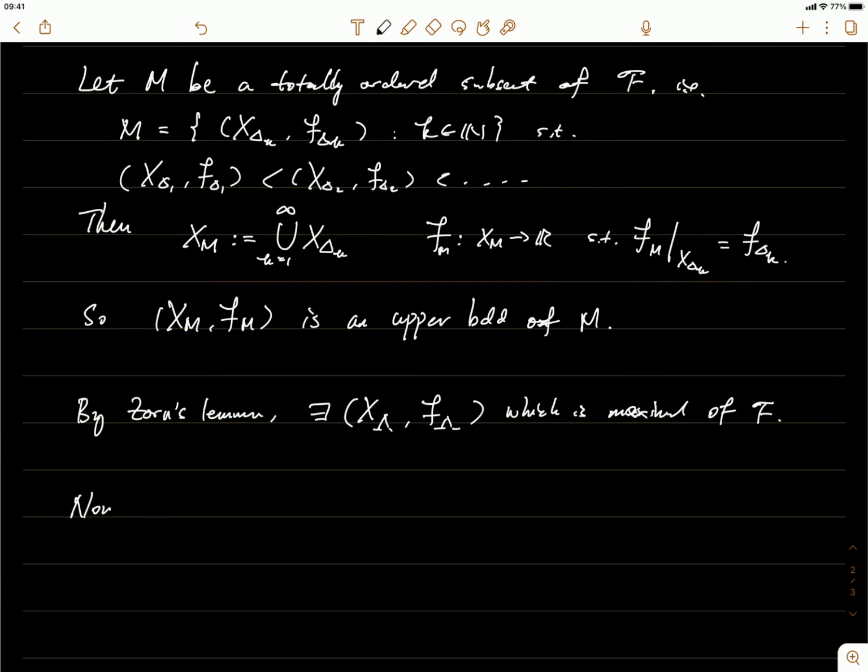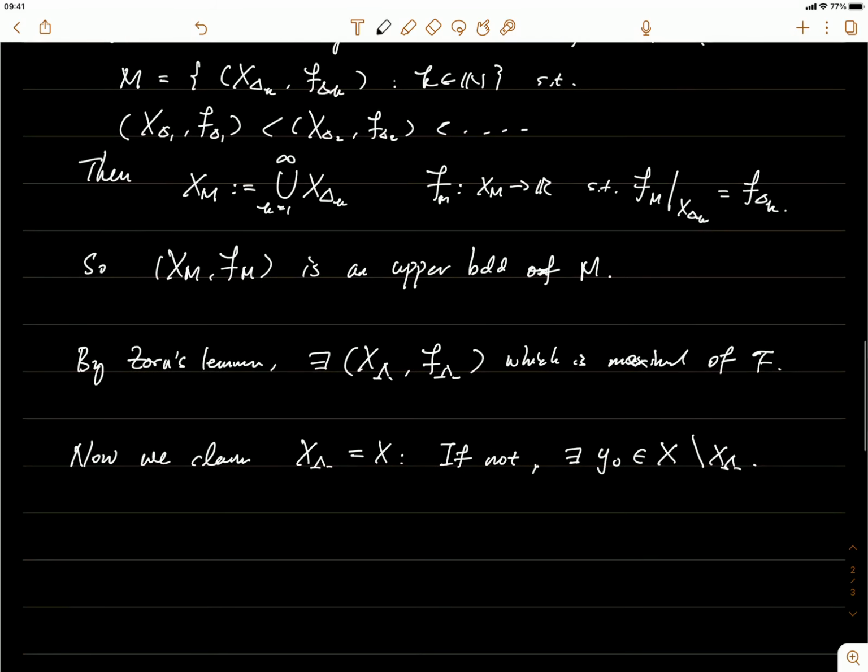Now we claim that X_λ is equal to X. Because if not, then there exists some y_0 that is in X but not in X_λ. Then we can do the same procedure as in step 1 to extend X_λ to X_λ prime, which is x plus a y_0, where x is from X_λ and a is any real number. We can extend X_λ to a larger space, and we also define F_λ prime, which is an extension of F_λ.